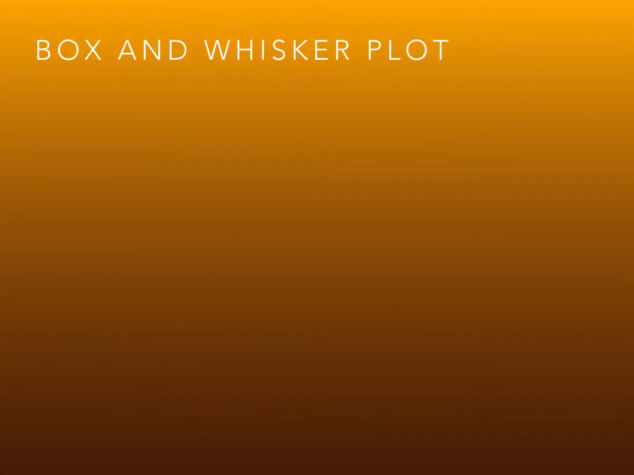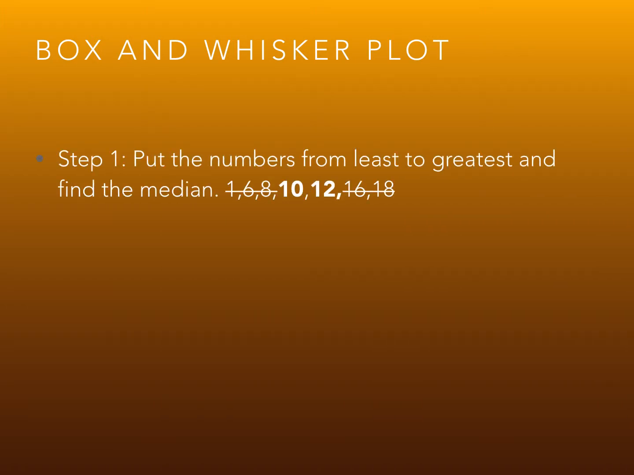Our next type of graph you've definitely heard of if you paid any attention at the beginning of the school year, because it's the box and whisker plot again. Mr. Oliver taught about this, so I'm just going to do a little bit of a review. The first step to creating a box and whisker plot is to put the numbers of your graph in order from least to greatest and find the median. In this case, there's 2, so between 10 and 12 is the number 11.